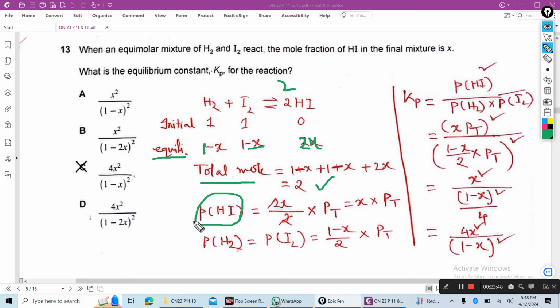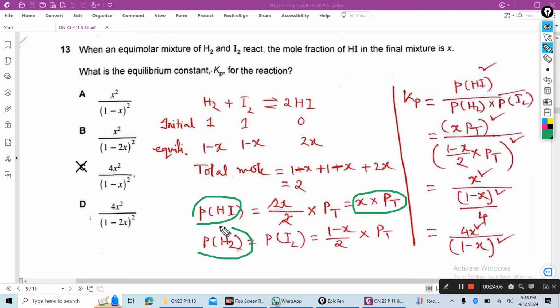Partial pressure of hydrogen iodide is the mole fraction of hydrogen iodide times total pressure. PT means here total pressure. So you get XPT. This is the partial pressure of hydrogen iodide. Now the partial pressure of hydrogen equals the partial pressure of iodine, mole fraction times total pressure. So you get this. Now you write the expression for Kp, and if you put in the values, you get the answer 4x squared over (1 minus x) whole squared. C is the right answer.